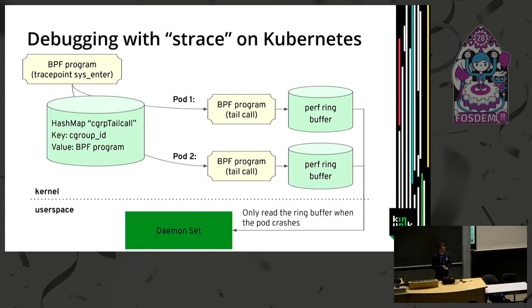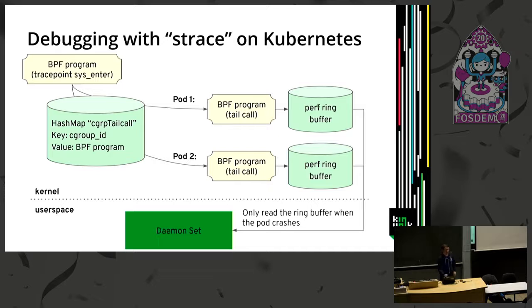So what I do with Traceloop is to add a trace point on the sys-enter trace point on Linux. So every time we enter a system call, this trace point will be triggered and execute this BPF program. And this BPF program will decide what to do with that system call. It will first look in which cgroup it is, in which pod or which container. And then, depending on the container, it will redirect the execution to another BPF program. So it uses a BPF map of a special kind called program map. And depending on the cgroup, it will redirect the execution to a different module and log the system calls in a different ring buffer.